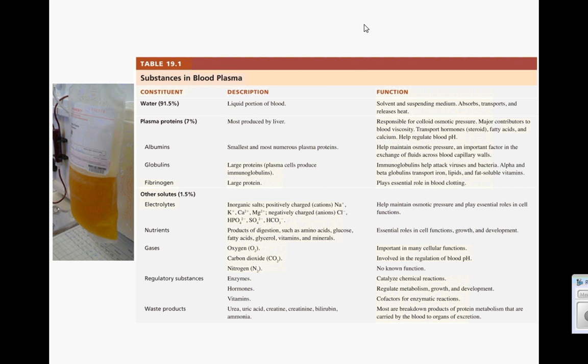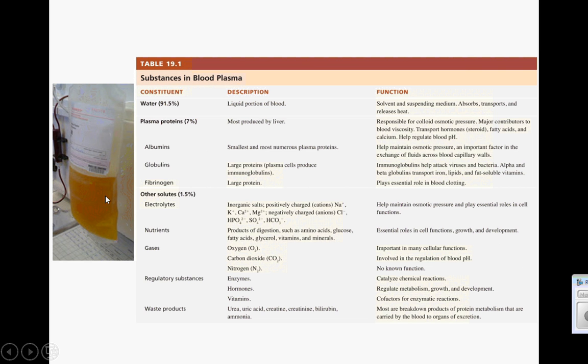Here on our next page are the different substances in our blood plasma. We didn't really get into the other stuff, but there are electrolytes, which, remember, are just ions like sodium, potassium, and hydrogen ion. Then you've also got nutrients, gases like O2, CO2, but even nitrogen. Nitrogen is actually the most abundant gas that we breathe in, so there's going to be nitrogen in your blood. And then various regulatory substances like enzymes, hormones, and vitamins. We've talked about hormones very recently. And then we'll get into more about waste when we get to the urinary system.